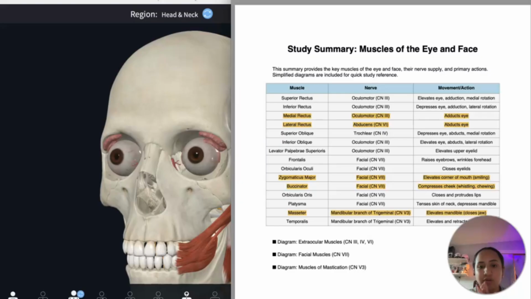So these are the nerves that ChatGPT gave me and the actions. We're going to compare that to what Complete Anatomy gives me, and then go over the same process: the muscle, origin, insertion, action, nerve path, and then some common occupations that utilize that muscle.